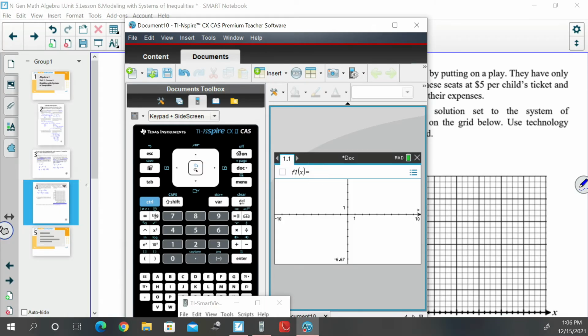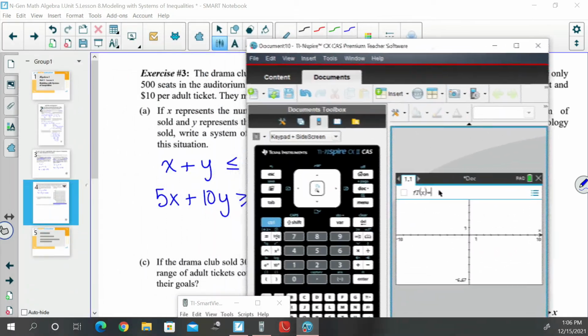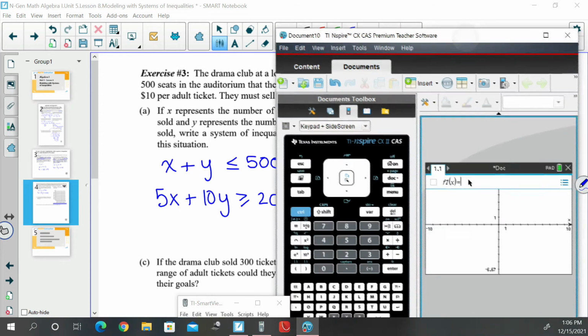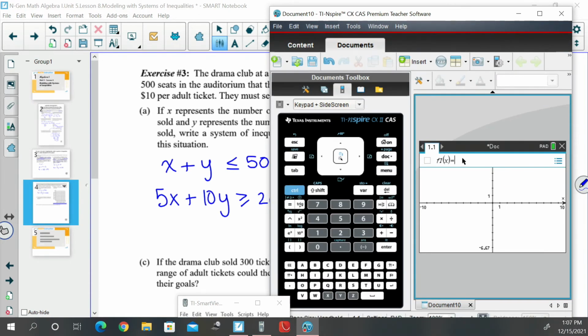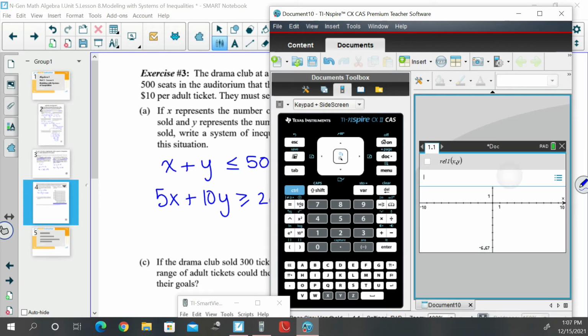Let's go to graphs. All right, what we're going to do is move this somewhere where I can hopefully see my two inequalities. That's going to be tough, so we'll just kind of get them in there. All right, I'm going to go menu. I want to put in a graph. I want to put in a relationship.